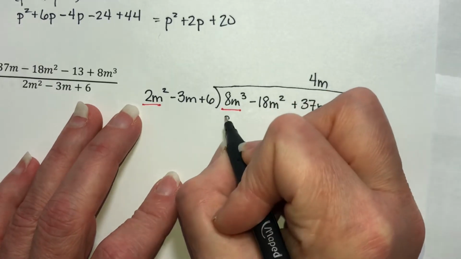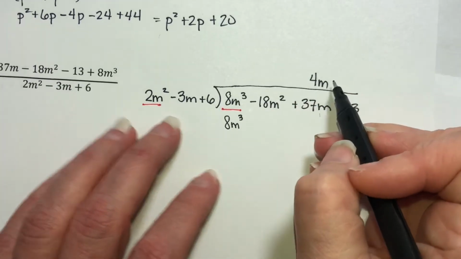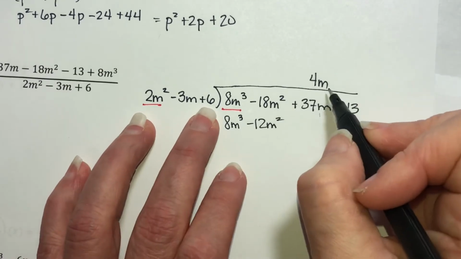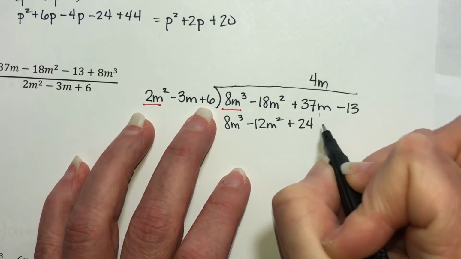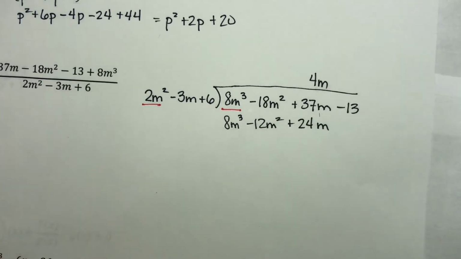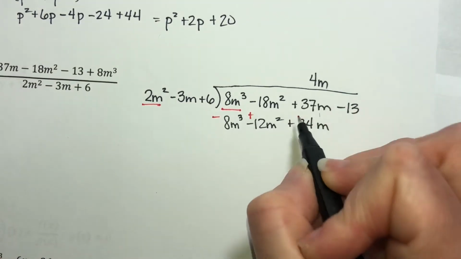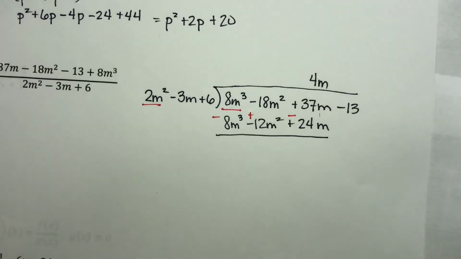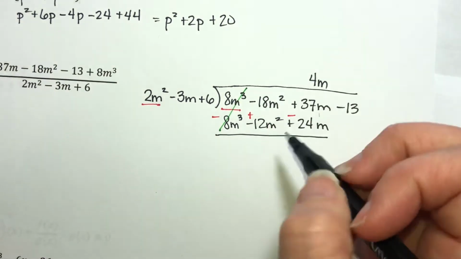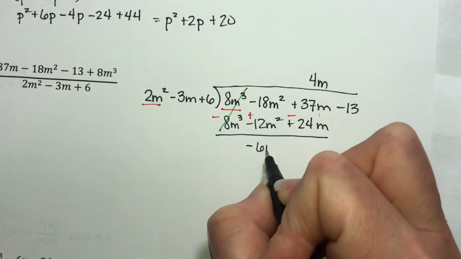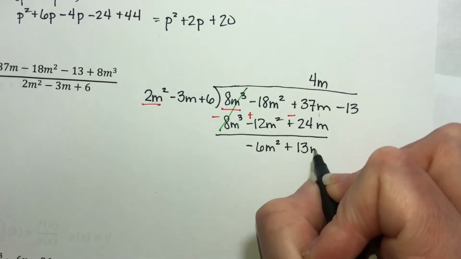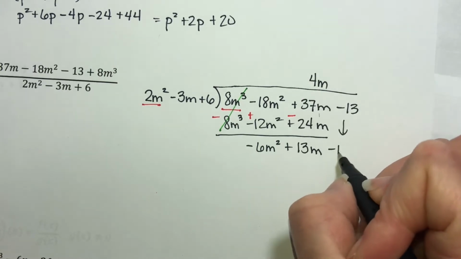4m times 2m squared is 8m cubed. So this is going to be minus 12m squared plus 24m. Now I'm subtracting, so I change every sign. And then what should happen is our first term should cancel out. And then I add these and I get a negative 6m squared. And it's going to be plus 13m. And then I bring down the minus 13.